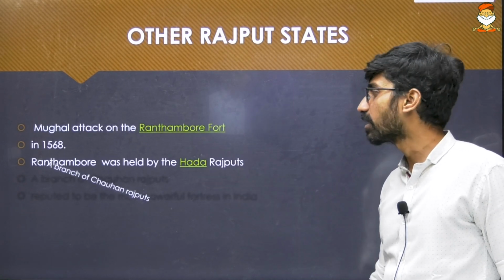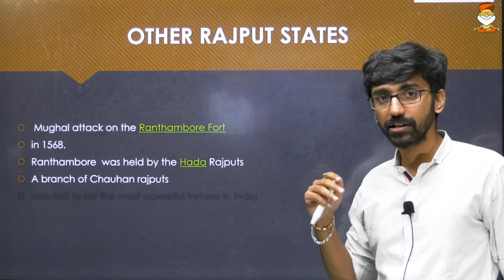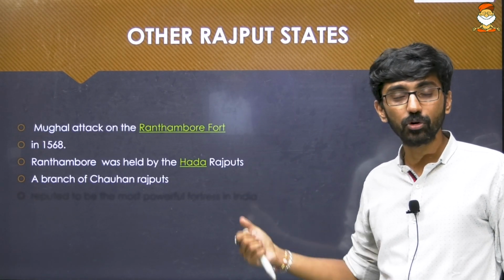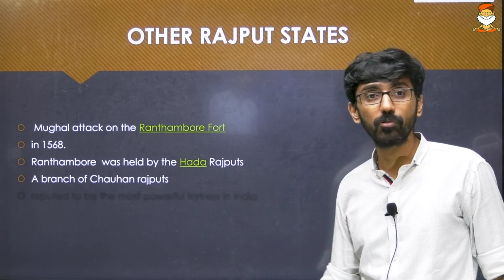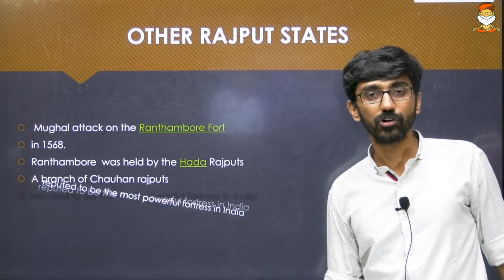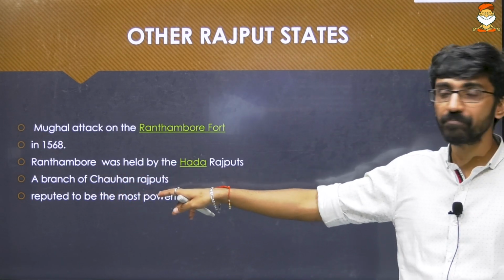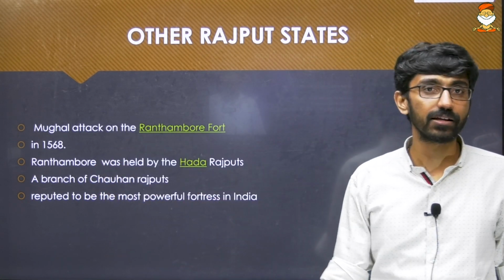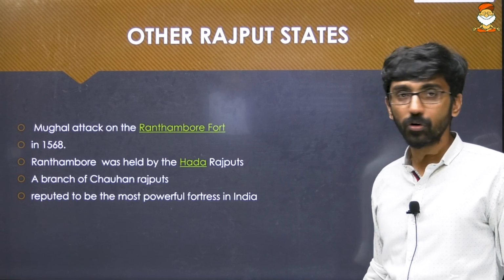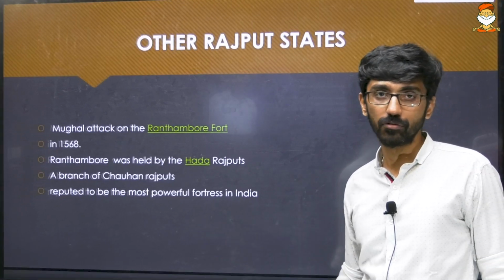So that is the Mughal attack on Ranthambore fort. It is one of the very important Rajput areas. It was ruled by Hada Rajputs, who are also descendants of the Chauhan Rajputs, very powerful Rajputs. So their descendants were ruling over Ranthambore, and it was attacked in 1568, and was the most powerful fortress in India, particularly the Ranthambore fort. Even Alauddin Khalji also tried to occupy Ranthambore.